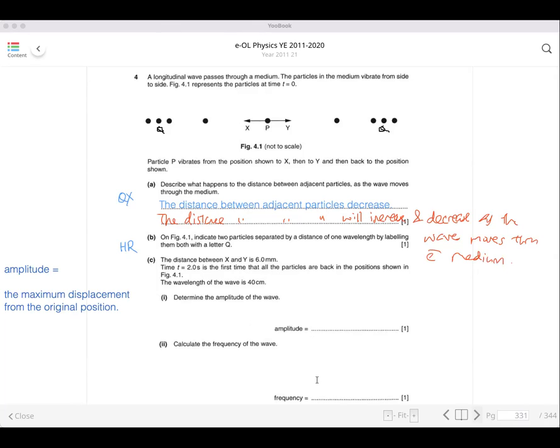Everybody give me the answer for part 1 and part 2. Ray, your part 1 is correct. Ryan, your part 1 is correct. Oscar, your part 1 is correct. Well done.